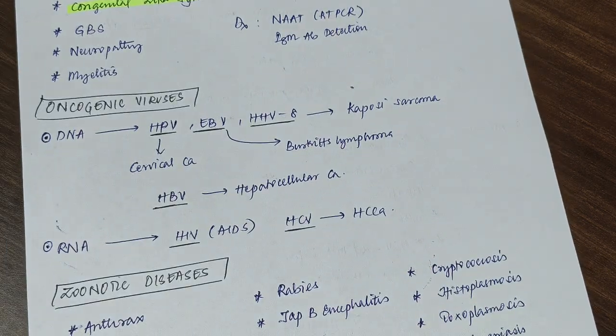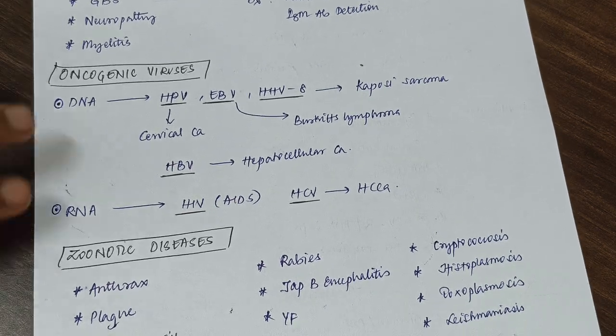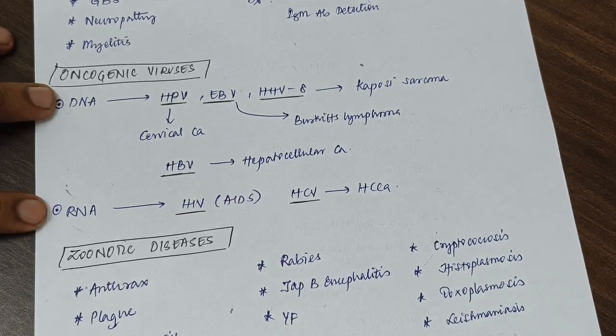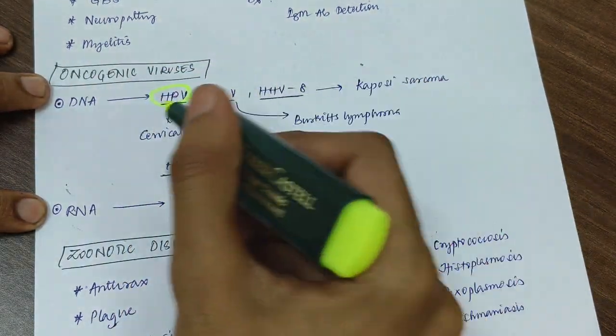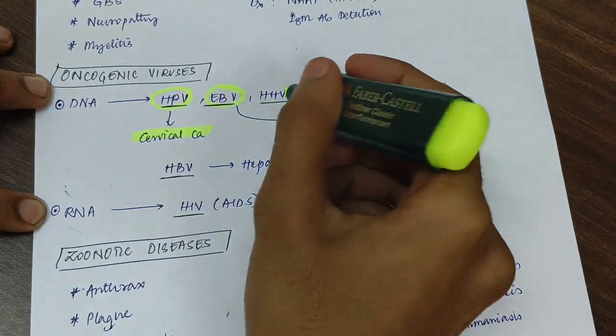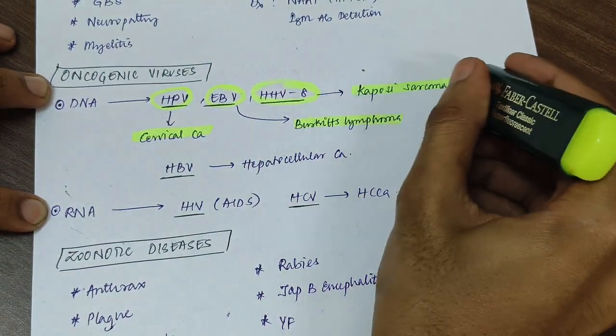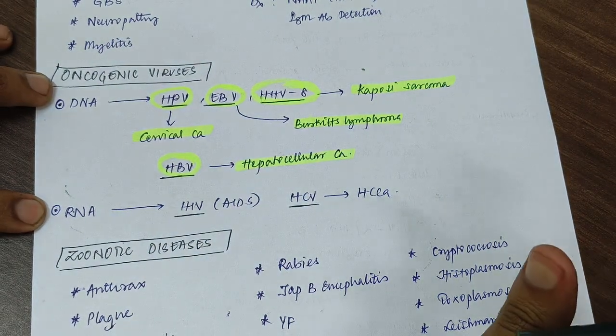Oncogenesis is done by which of the following? I have told it in patho, but still I'll repeat here. DNA oncogenic viruses, RNA oncogenic viruses. In the case of DNA oncogenic viruses, it is human papillomavirus causing cervical cancer, Epstein-Barr virus causing Burkitt's lymphoma, HHV8 causing Kaposi's sarcoma, and HBV causing hepatocellular carcinoma. These are the DNA viruses.